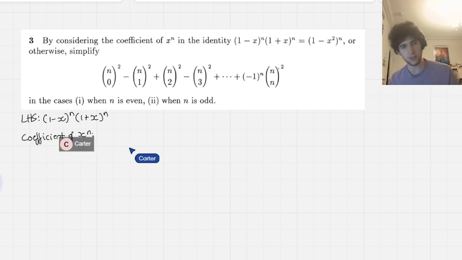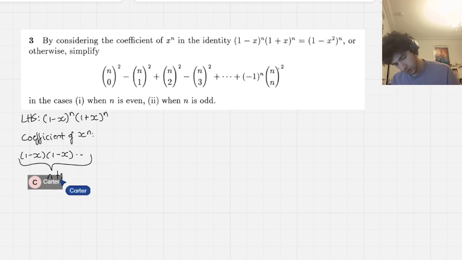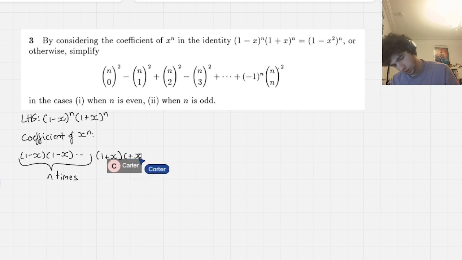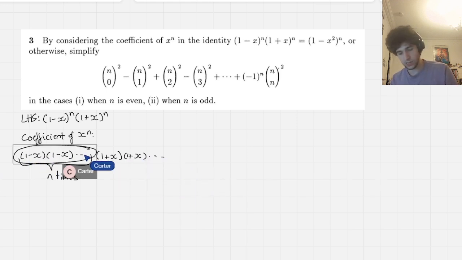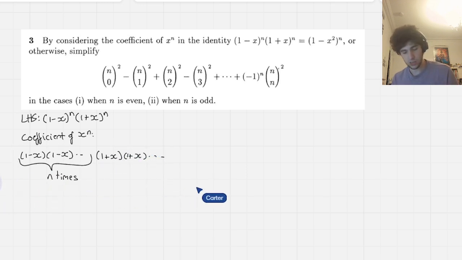Well, there are a few ways we get x to the n, right? So obviously I have 1 minus x, n times, but I also am multiplying that by 1 plus x, n times. So if I want to get x to the n overall, I have to be kind of smart, because if I get x to the n on this side, I have to get all ones on this side. But either way, I have to make a choice. At each bracket, I have to choose between either 1 or minus x, or on the right-hand side, I have to choose between 1 and x.